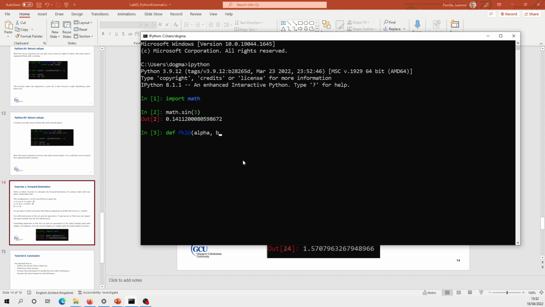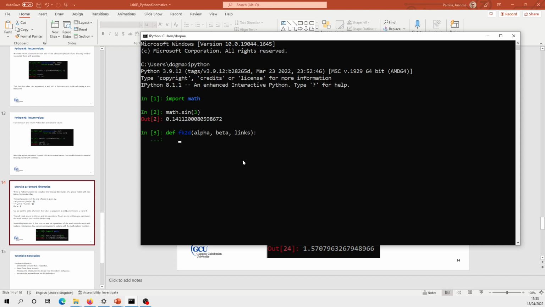The idea is that I give an alpha and beta, the angles of the joints, and I want to calculate the position and the angle of the end effector. So I need to provide the angle alpha, the angle beta, and then I also need to provide the length of the links. In this case, links is going to be a list with 2 parameters.